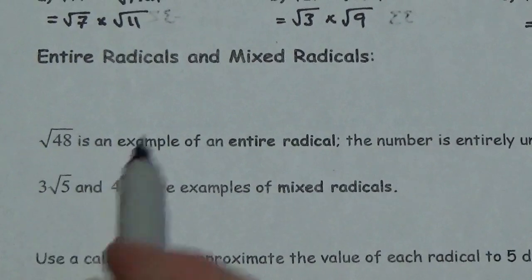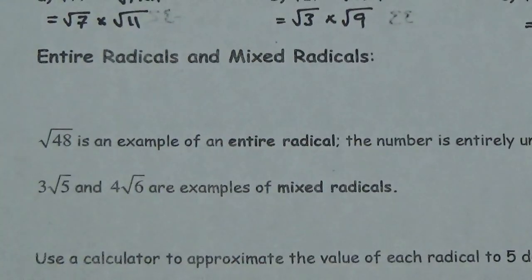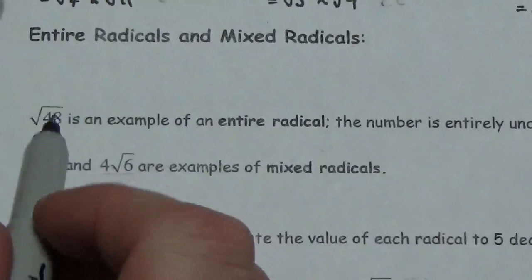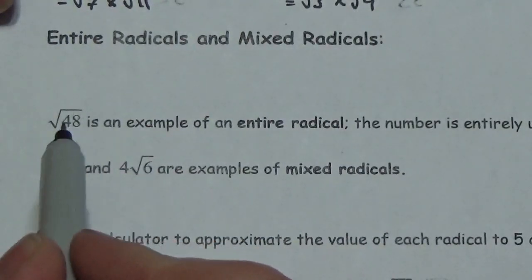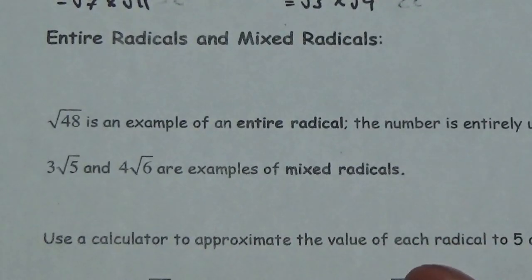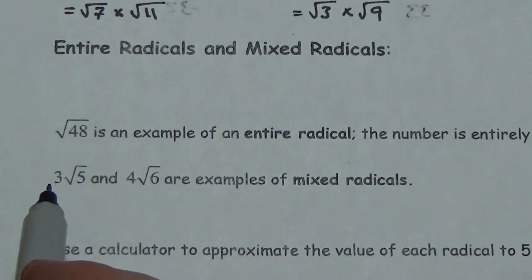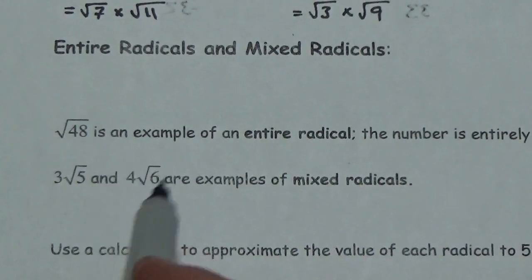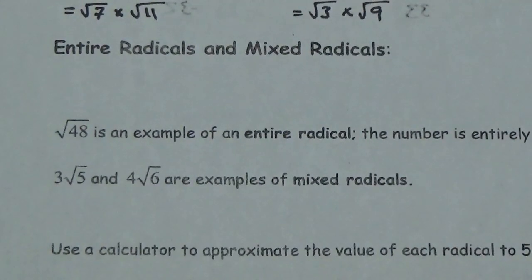Now let's take a look at entire and mixed radicals. This is actually what the lesson was called. It's about this right here. So root 48 is an example of an entire radical. What we mean by that is the number in this term is contained entirely within the radical. Whereas this next one here is a mixed radical, 3 root 5, because part of this number is underneath the radical, but part of it isn't. Part of it's a coefficient multiplied out front. Just like 4 root 6 is also a mixed radical, because part of it is underneath the radical, part of it is multiplied out front.